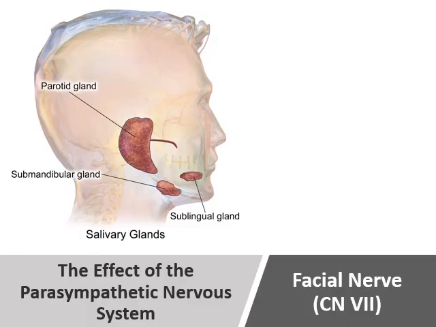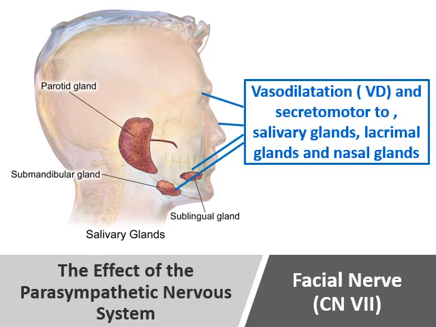The parasympathetic fibers to all these glands are secretomotor and vasodilator. Thus, it produces vasodilatation of the blood vessels and increases the secretion of the lacrimal and nasal glands, and the submandibular and sublingual salivary glands.